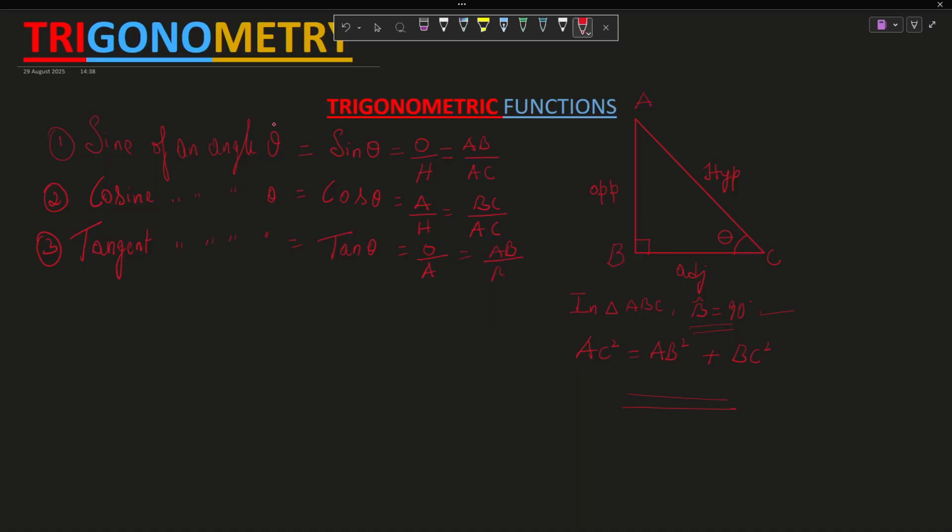Divided by adjacent is going to be BC. So once you know sine theta, the rest of them follow as it is. Sine theta is opposite side divided by hypotenuse. Cos theta is going to be adjacent by hypotenuse. Tan theta is going to be opposite side divided by adjacent side.